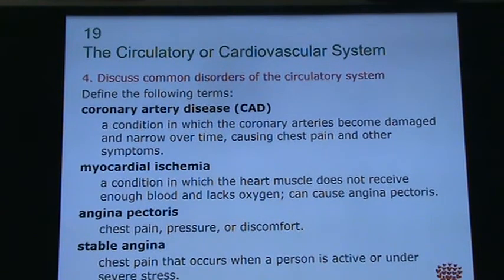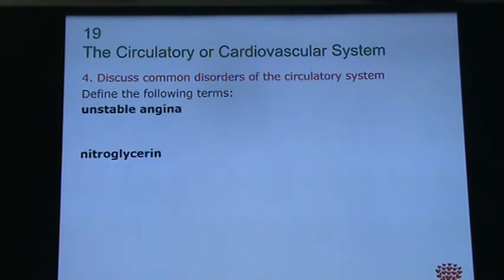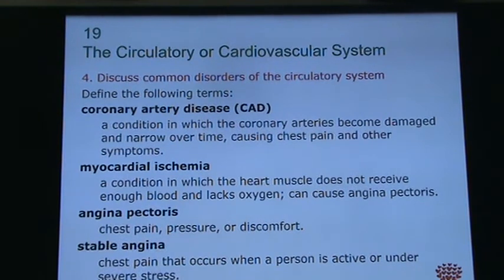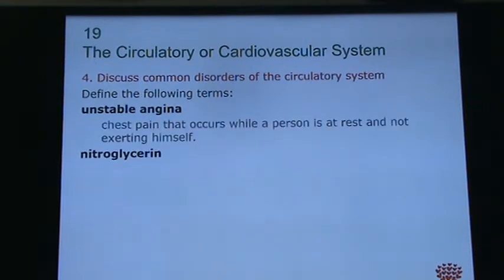Angina is chest pain. When you have somebody that is about to have a heart attack, it will start with a sharp chest pain. Okay. So a stable angina is chest pain that occurs when a person is active and under severe stress. Unstable angina is chest pain that occurs while the person is resting. So it's stable when the person is exercising or doing something, then they start having chest pain. It's called unstable angina when they're just relaxing and it happens.